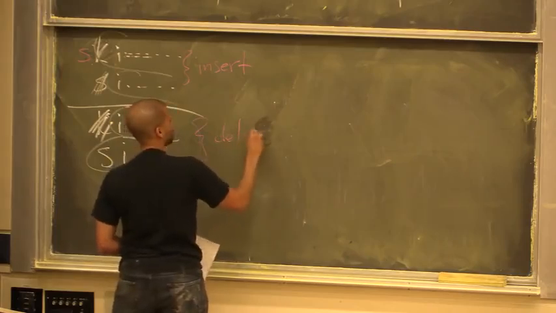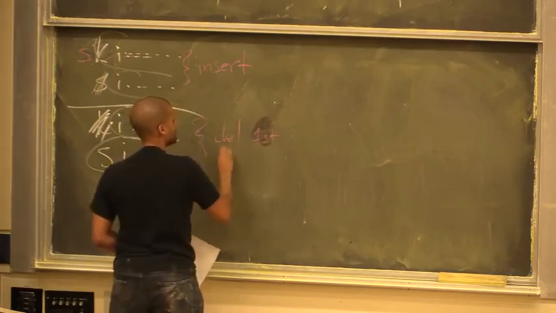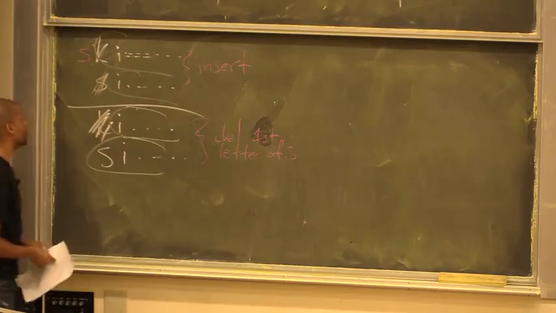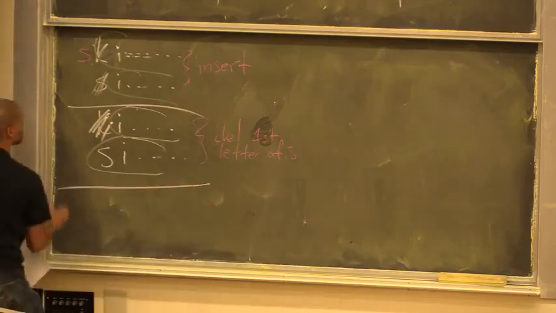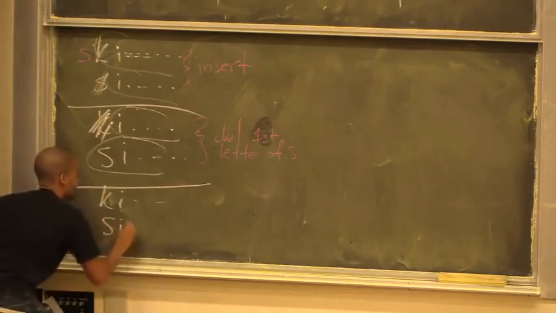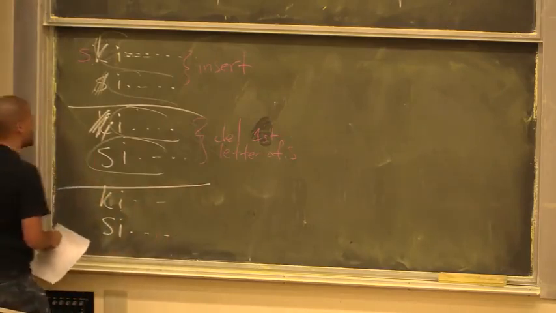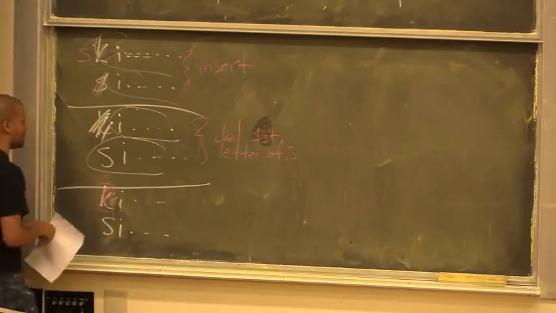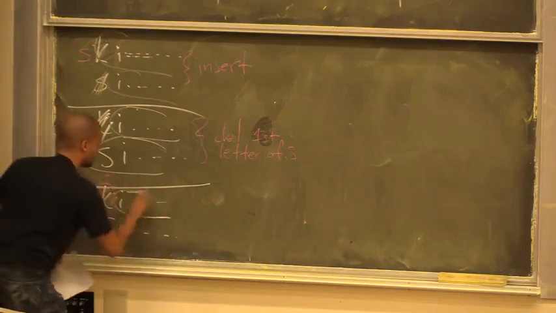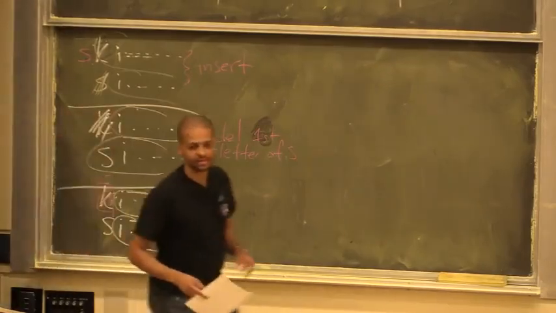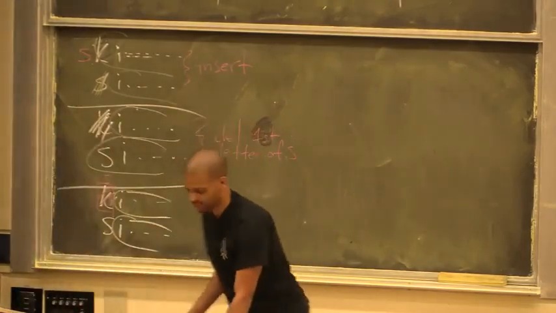So delete first letter of S. And the last thing I can do is substitute. So I can say, look, there's Ki whatever, there's Si whatever, and then I can just substitute a K for S. And then I recursively have to change this into that. So those are my three options, right? So now I can write down a brute force search.